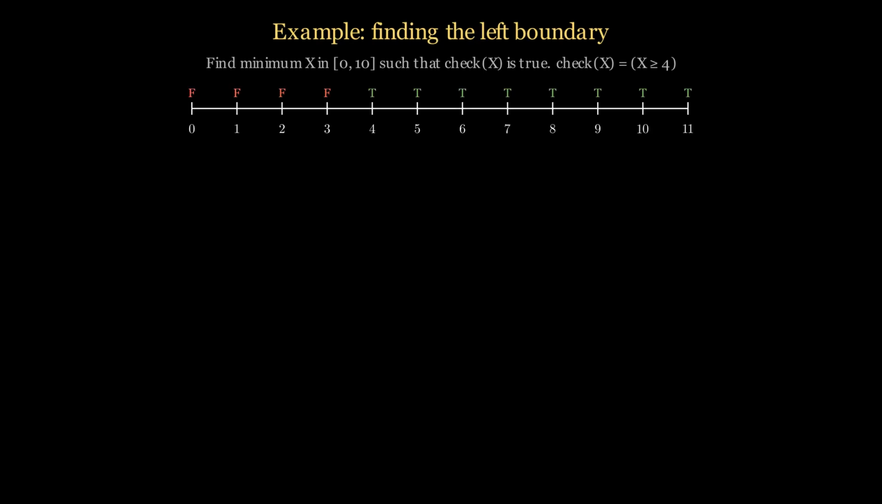Example, finding the left boundary. We want the minimum x in the range 0 to 10 such that check of x is true. Here check of x is true when x is at least 4, so we have F for 0 through 3 and T for 4 through 10. We binary search, the teal segment is our current range from low to high. Each step we look at mid, if check of mid is true we shrink from the right, else we shrink from the left.